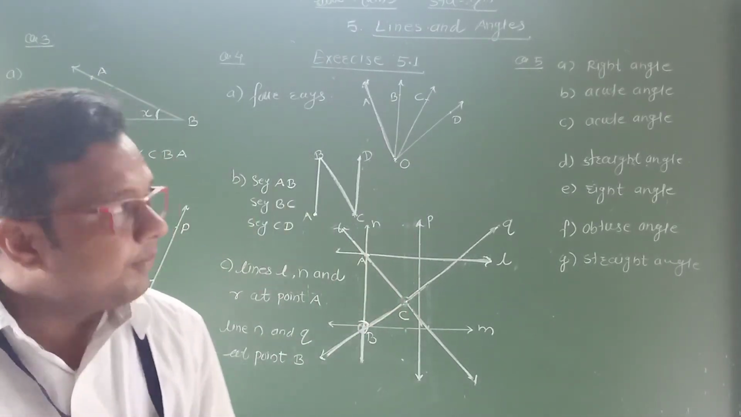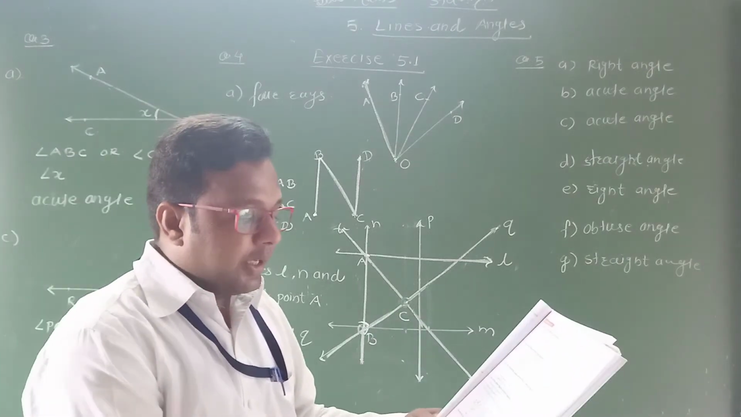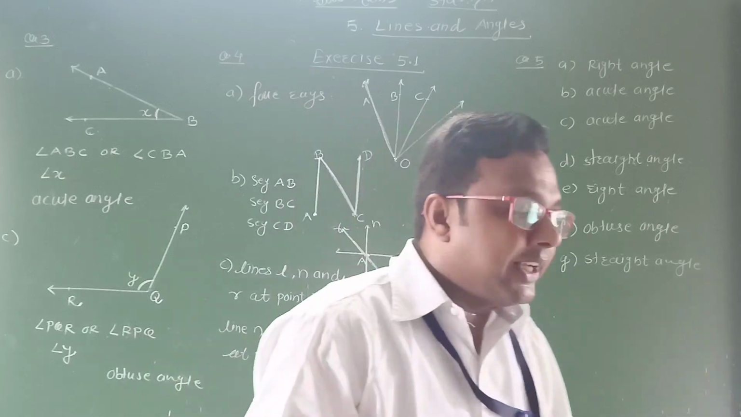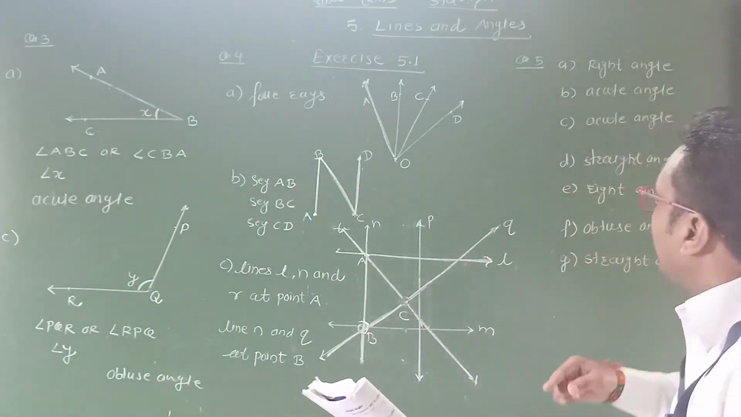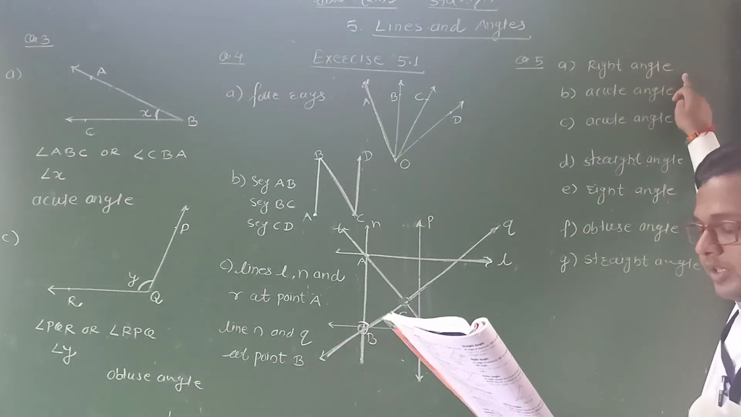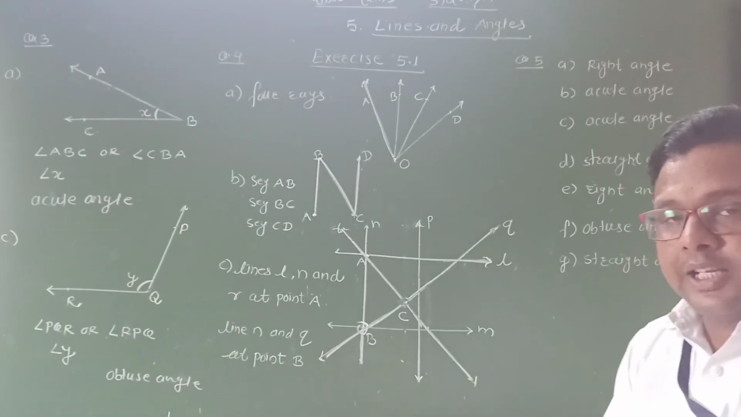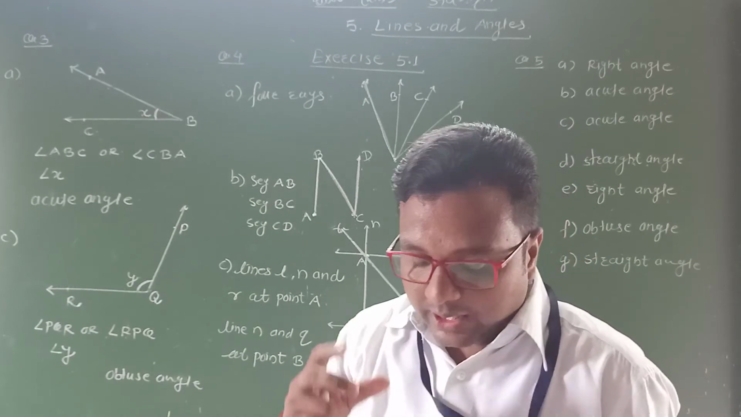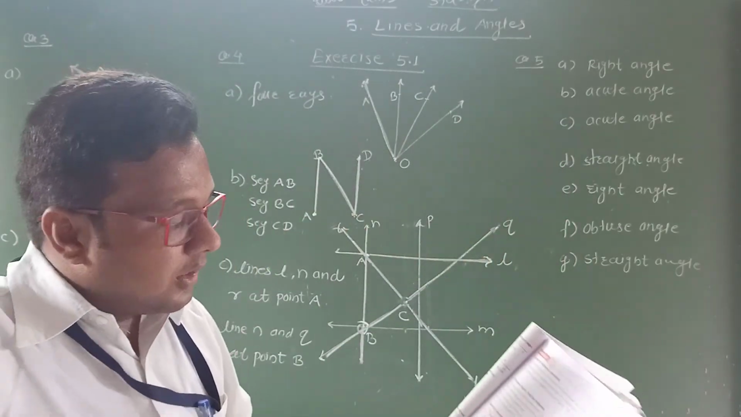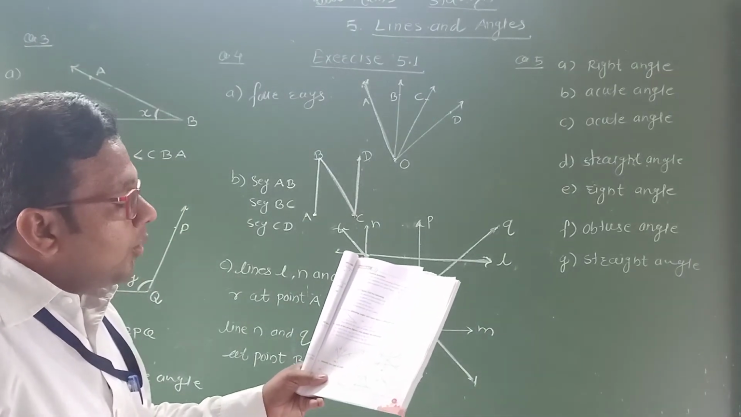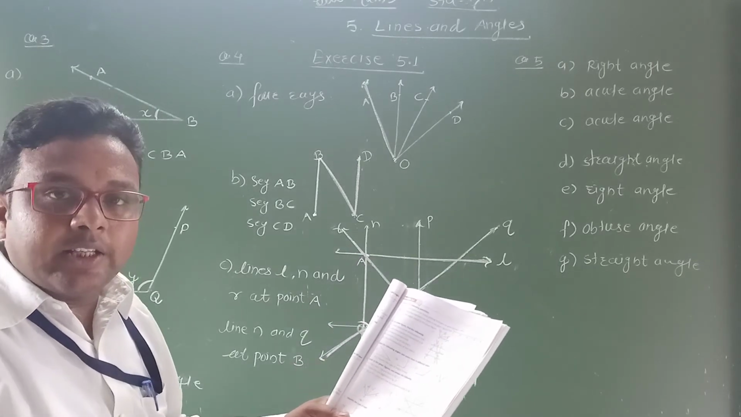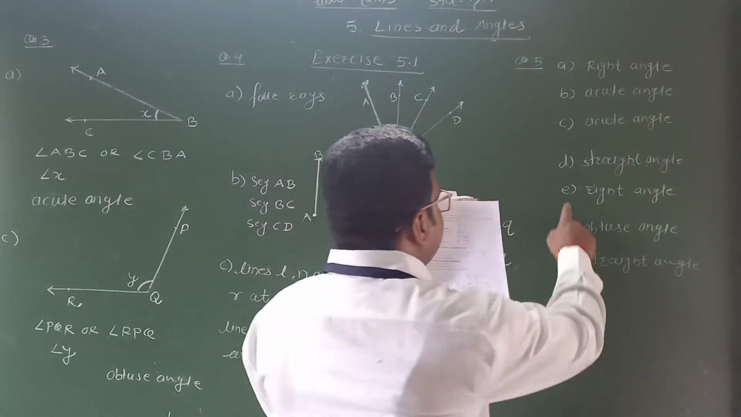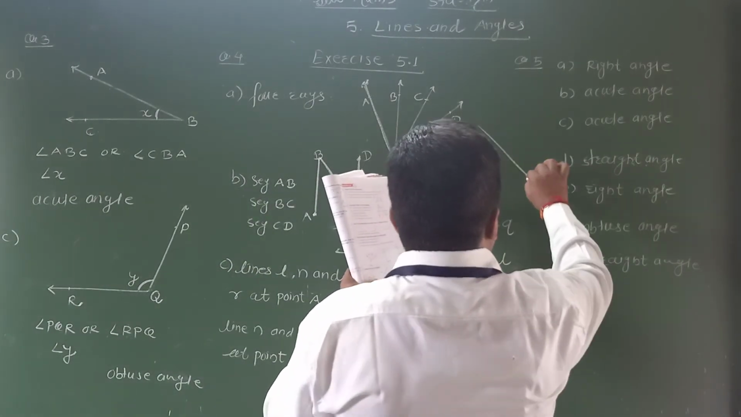Now in the given figures, figure A is given. See page number 91, question number 5. It is given as a 90 degree angle. Therefore the type of angle is what? Right angle. This is the answer. Then figure B, this angle is given less than 90 degrees. Therefore the type of angle is acute angle. See the third figure. The measure of this angle is also less than 90 degrees. Therefore the type of this angle is also acute angle.